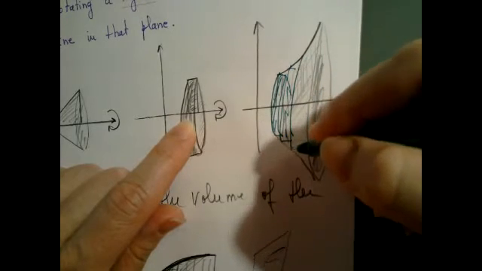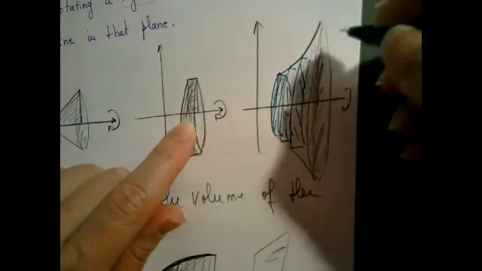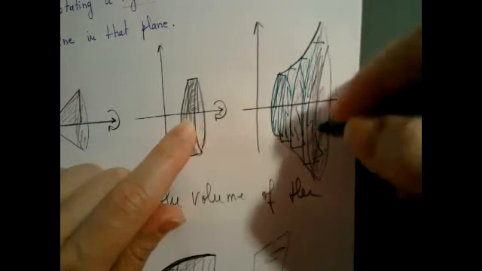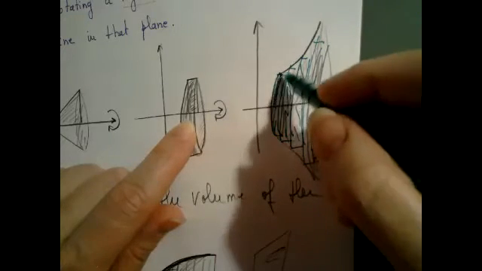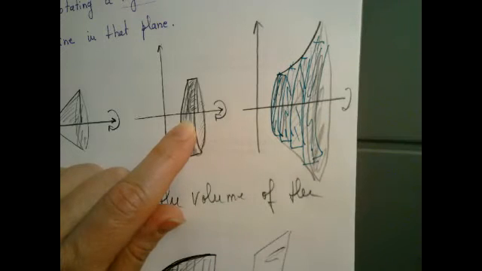And why cylinder? Because we know the volume of a cylinder. So we're going to fill it with cylinders like that. Find the volume of each cylinder by itself, adding the volumes. This is going to lead us to some kind of a Riemann sum.